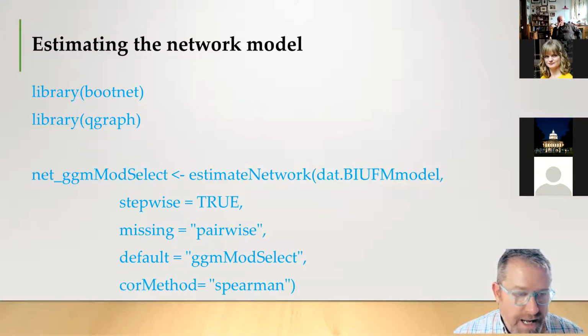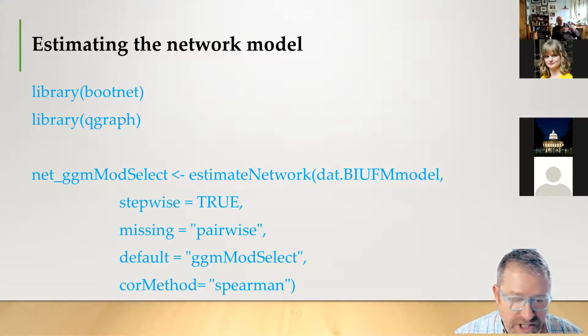Then I pulled in the bootnet and qgraph libraries. And this is net_ggm_modselect. There's nothing magical about that name. That's just the data frame that's going to hold my results. This arrow is pushing the results into it. It's this estimateNetwork function that is telling R what to do. I tell it what my data file is. It always expects the data file first. I said stepwise equals true. Missing equals pairwise. That's so it tries to retain as much data as possible.